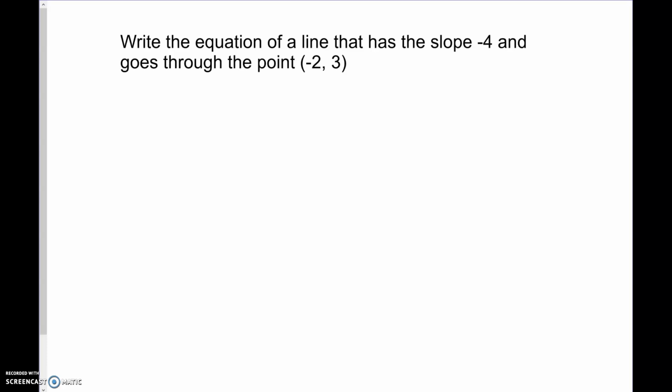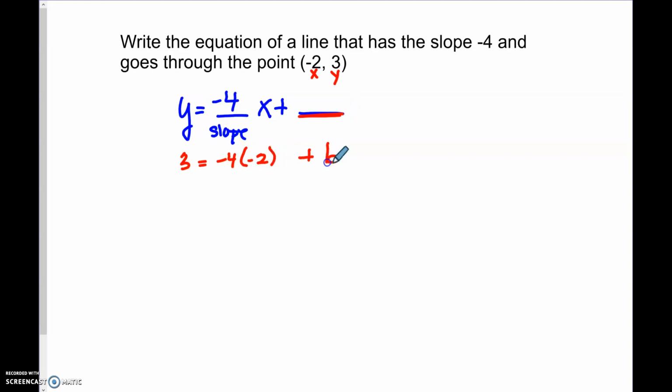So write the equation of a line that has a slope of negative 4 and goes through the point of negative 2, 3. So we're going to write an equation, so we need y equals blank x plus blank, and we know that slope goes in here, so our slope here is a negative 4. Now, we know this is x, this is y. We do not know what this y-intercept is, so we're going to have to substitute these values in and solve. So I'm going to put a 3 in here, and I have negative 4 times negative 2 plus b.